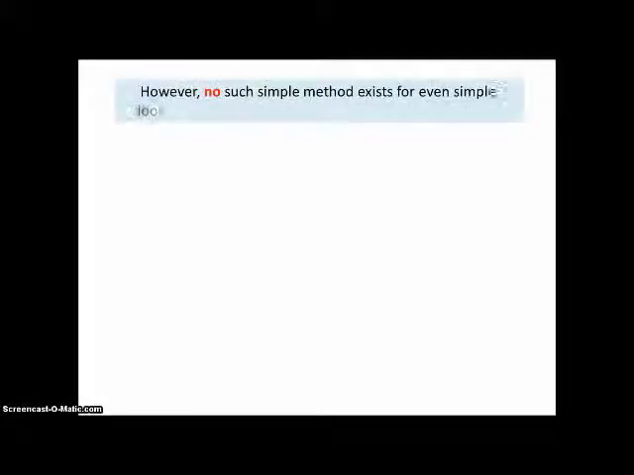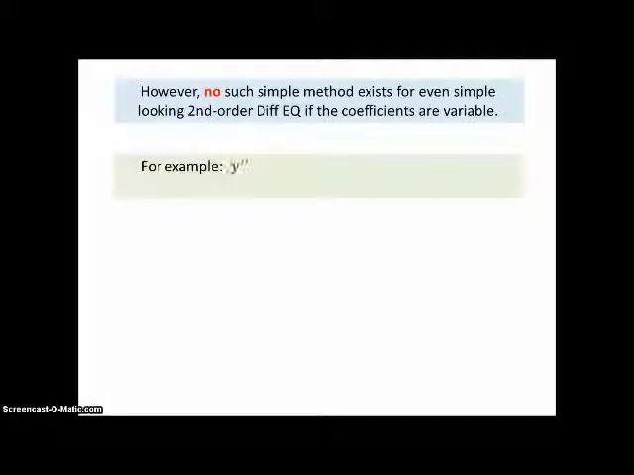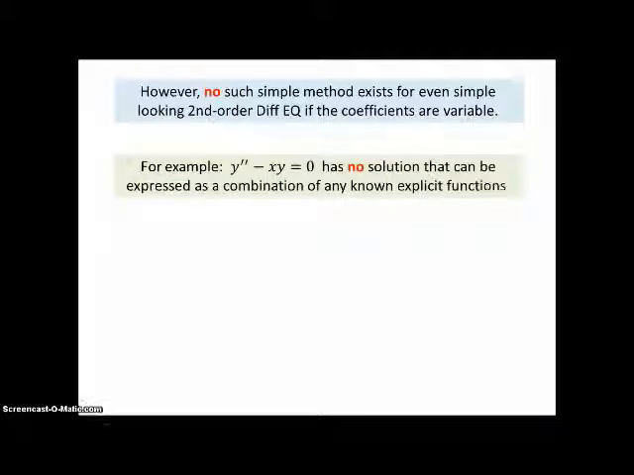However, no such simple method exists for even simple-looking second-order differential equations if the coefficients are variable instead of constants. For example, y double prime minus xy equals 0 has no solution that can be expressed as a combination of any known explicit functions. Let me expand on that.